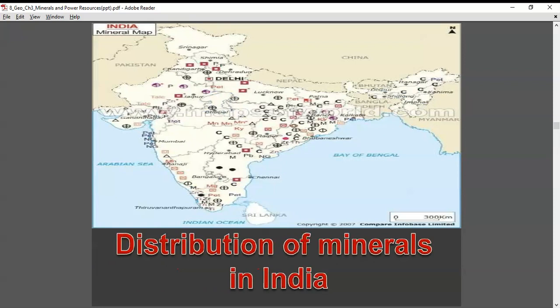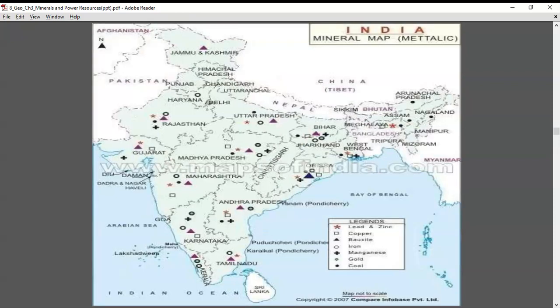So, distribution of minerals in India. The distribution of minerals in India is also given in your textbooks, where a much clearer map is there. This map is not very clear, but you can see over here that we have lead, zinc, copper, bauxite, iron, manganese, gold, and coal. We have gold in Karnataka. So anyone tell me which is the gold deposit in Karnataka? Kolar. Kolar, absolutely right. Very good.